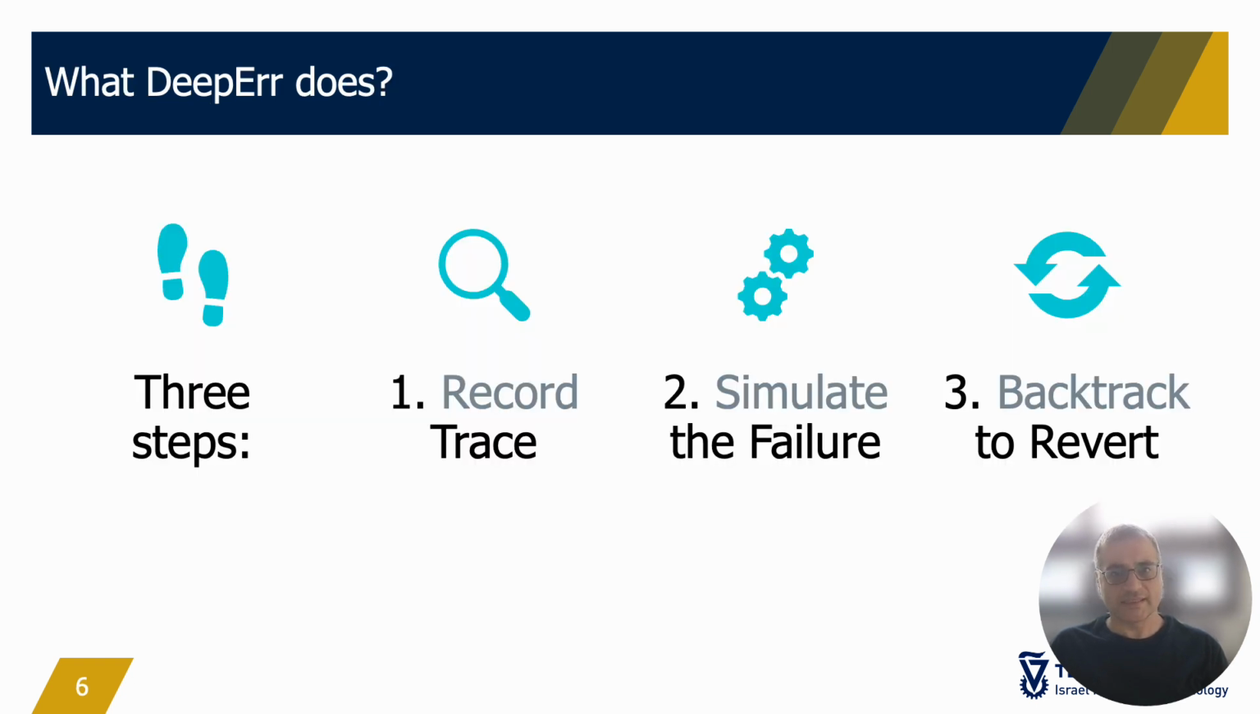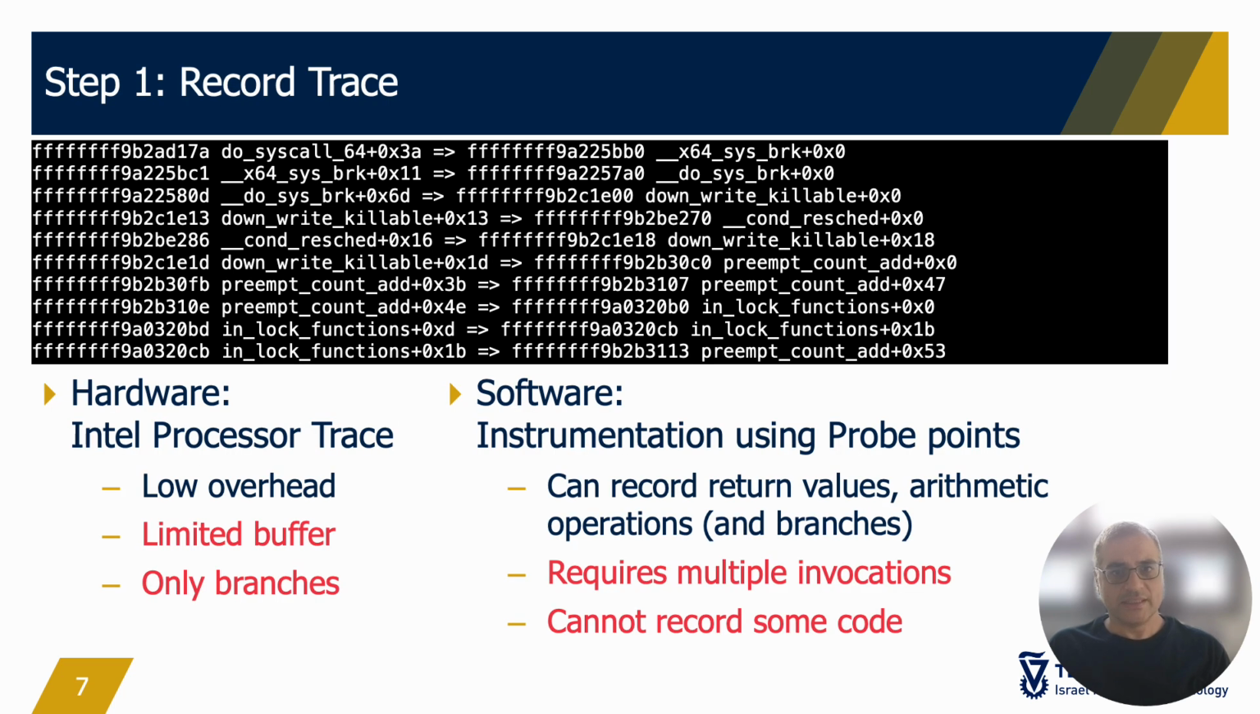Our approach consists of three steps: recording a branch trace, simulating the failure using the symbolic execution engine, and backtracking to reverse predicates until we identify the potential successful execution resulting from the reversed predicate. Let's explore how we achieve this. We start by recording a trace.